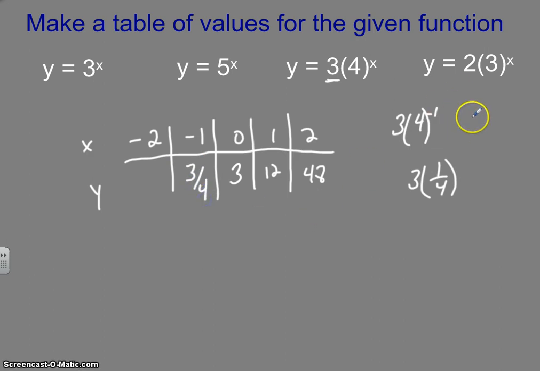Okay, same way with 3 times 4 to the negative 2. 4 to the negative 2 is 1 over 4 squared, which is 1 over 16. Well, 3 times 1 over 16 is equal to 3 over 16.